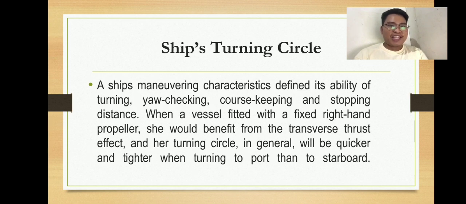So, ship's turning circle. A ship's maneuvering characteristics define its ability of turning, yaw checking, course keeping, and stopping distance. When a vessel fitted with a fixed right-hand propeller, she would benefit from the transverse thrust effect, and her turning circle, in general, will be quicker and tighter when turning port than to starboard.